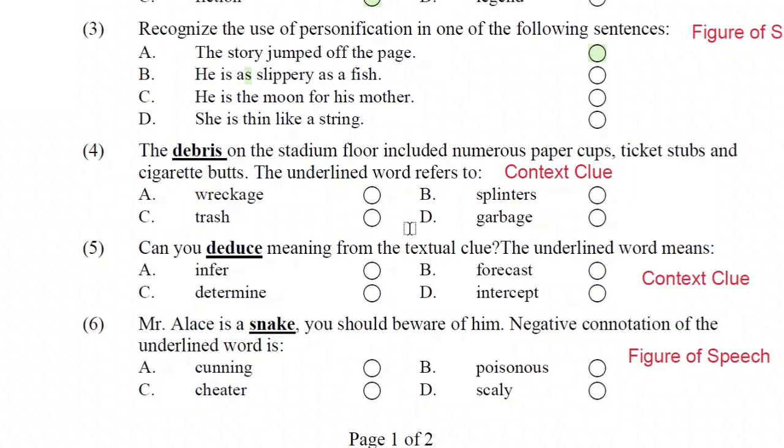Moving toward the next question, the debris on the stadium. What is the meaning of debris? This is a context clue. You have to read the statement out and then try to guess the meaning of debris. So the debris on the stadium floor included numerous paper cups, ticket stubs and cigarette butts. They are asking about the meaning of the underlined word debris. Wreckage means tabahi. The meaning of debris is not wreckage. Splinters again is not the exact meaning. The exact meaning is trash.